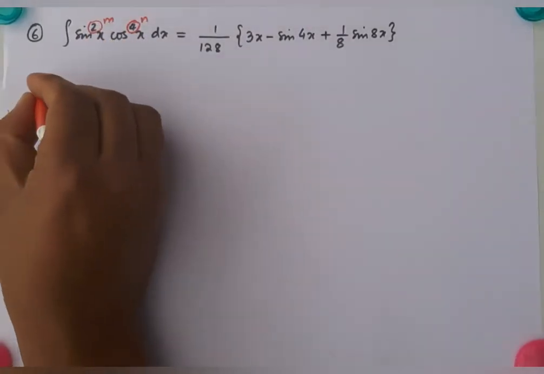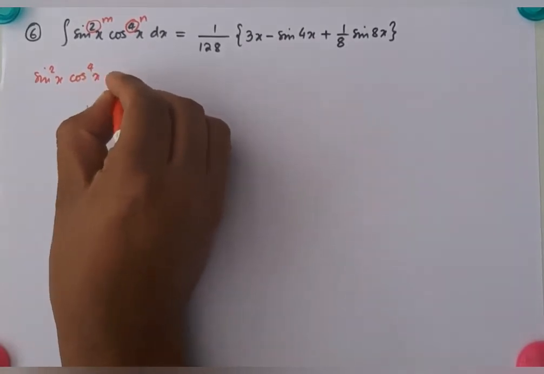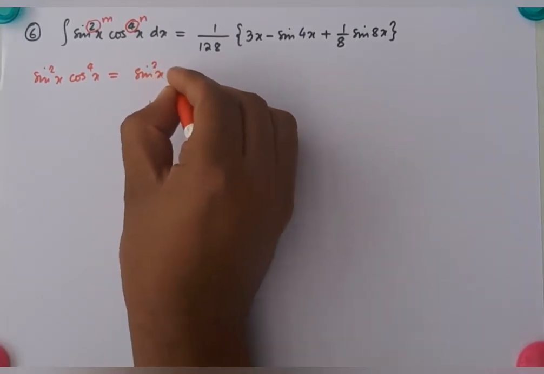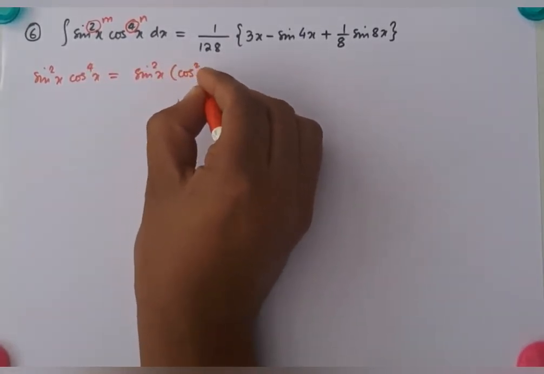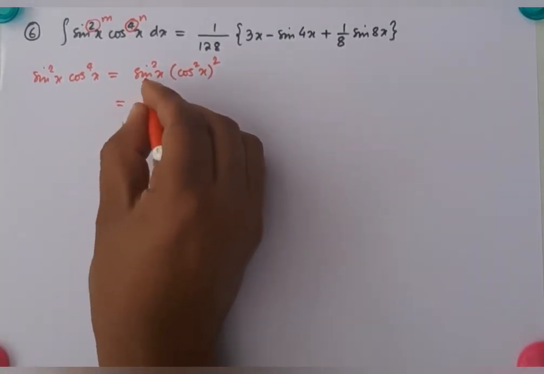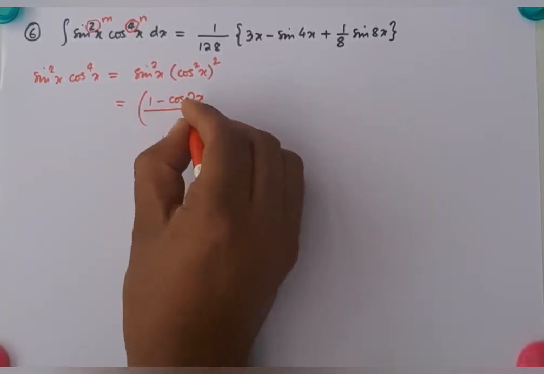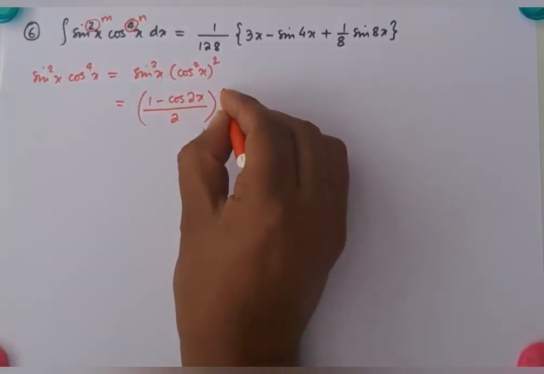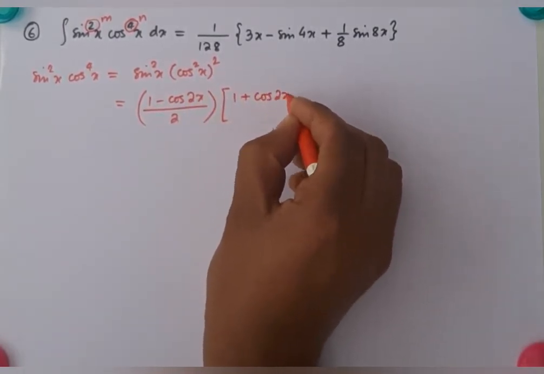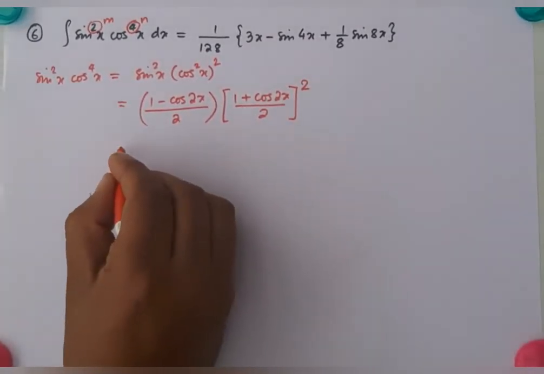So we have sin square x cos to the power 4x. Now sin square x, we don't have any problem with this, right? So sin square x, and this cos to the power 4 can be written as cos square x whole square, right? Okay, so your work is easy now. So you know that this is (1 minus cos 2x) by 2, right? And this is ((1 plus cos 2x) by 2) whole square. Okay, fine.